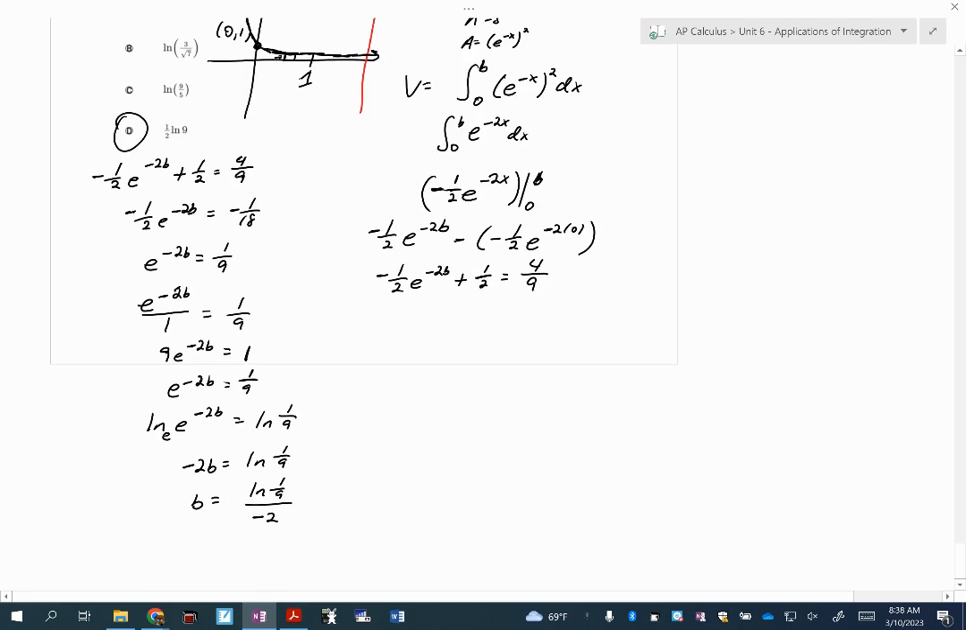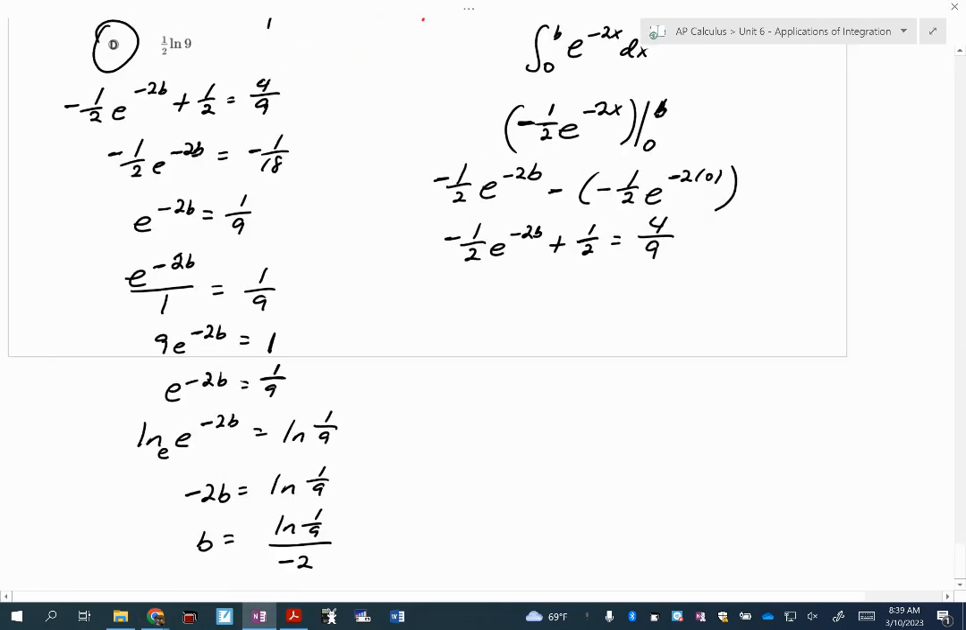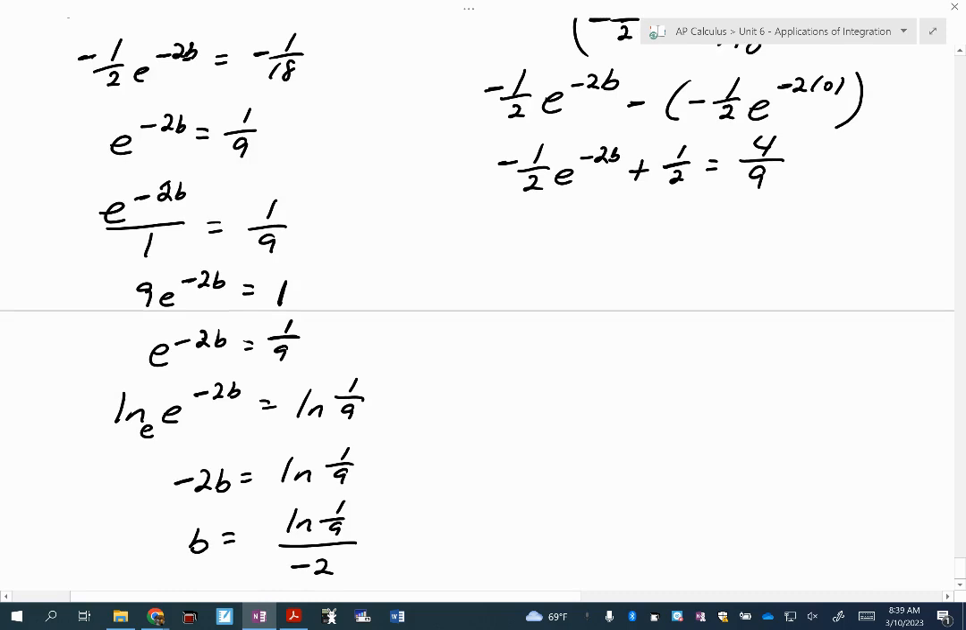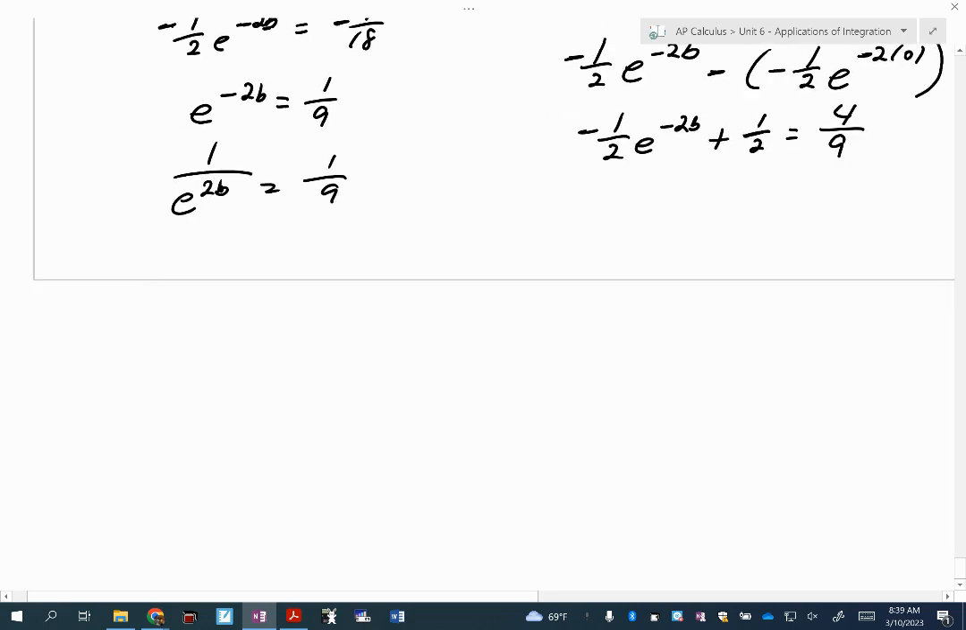Now let me go back and see where I made my mistake in terms of my math. Hold on one second. Okay, I know what I did. Let me go back before setting up this proportion. So let's rewrite this before I cross multiply as 1 over e to the 2b power. And then you'll get e to the 2b power equals 9.